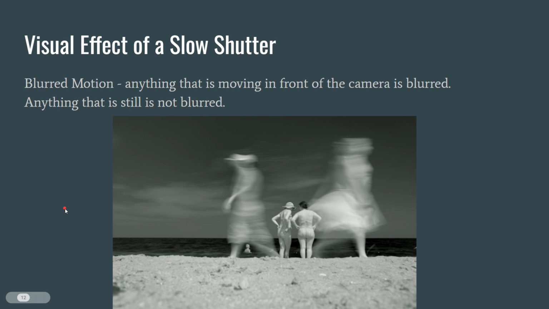So let's look at some examples. The visual effect of a slow shutter speed is anything that's moving is blurred. These two people are walking, so they're blurred. These two women are just standing there, so they're not blurred. The sand is not moving, so it's not blurred. So you want only the things that are moving to be blurred.